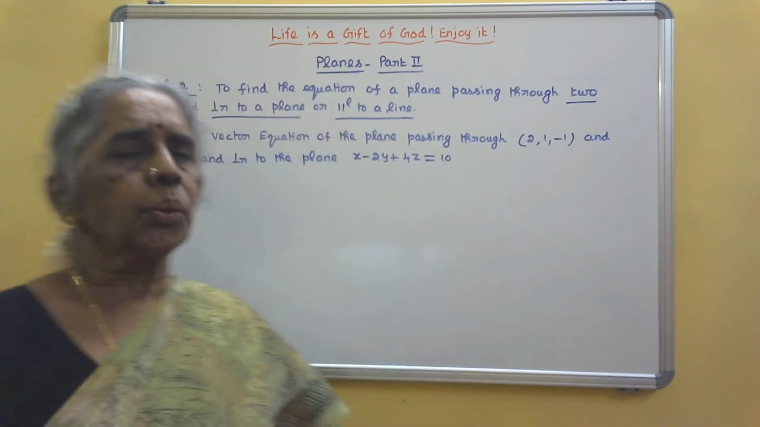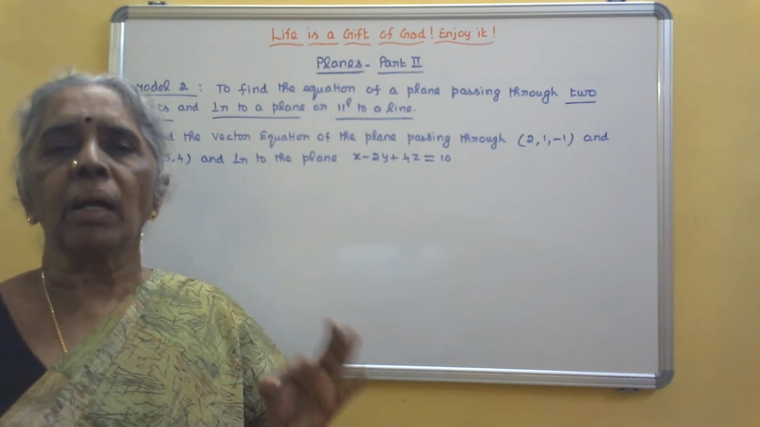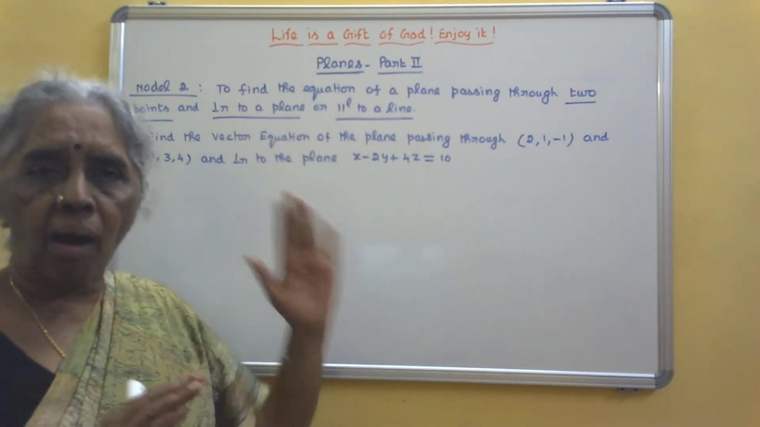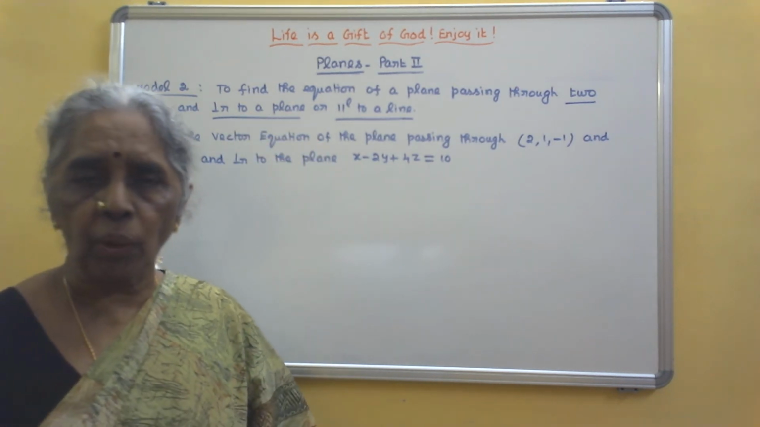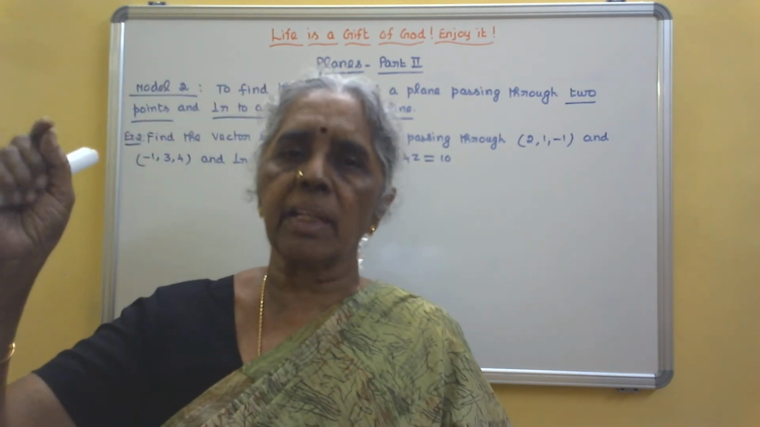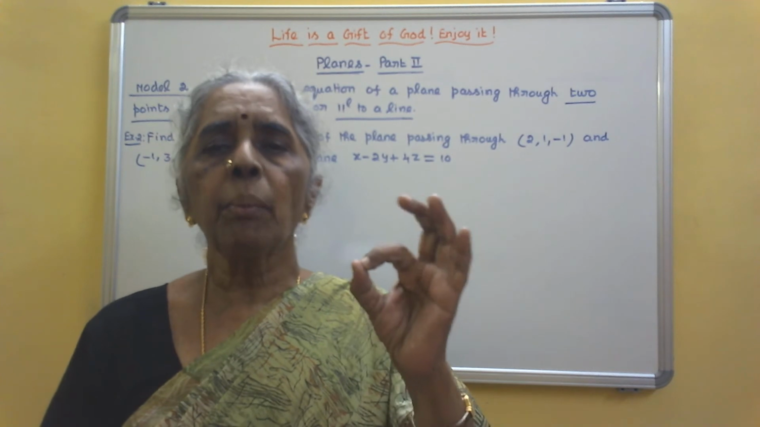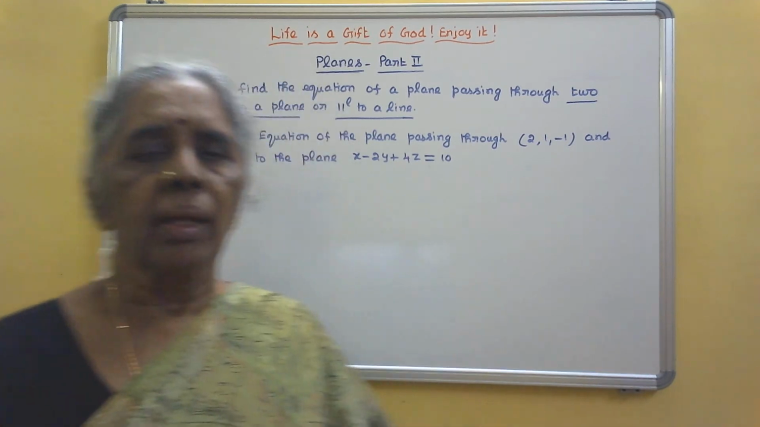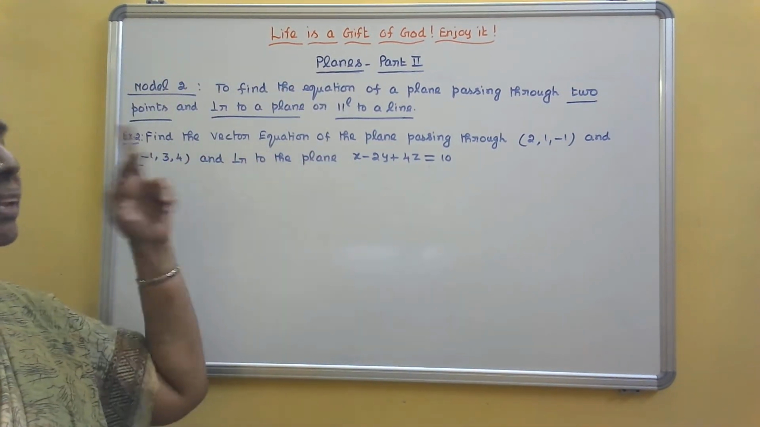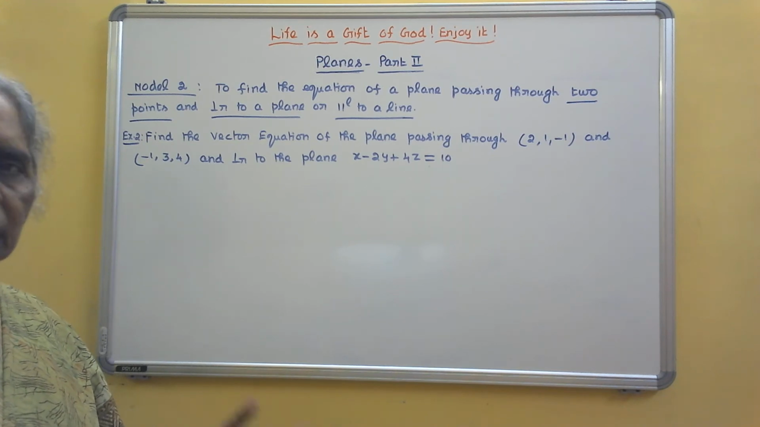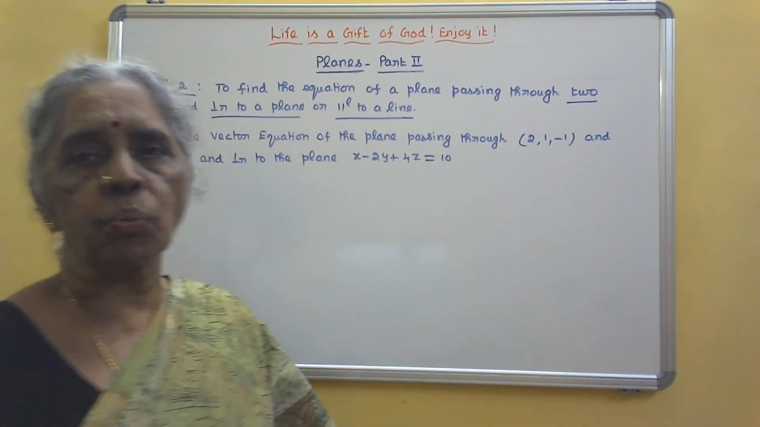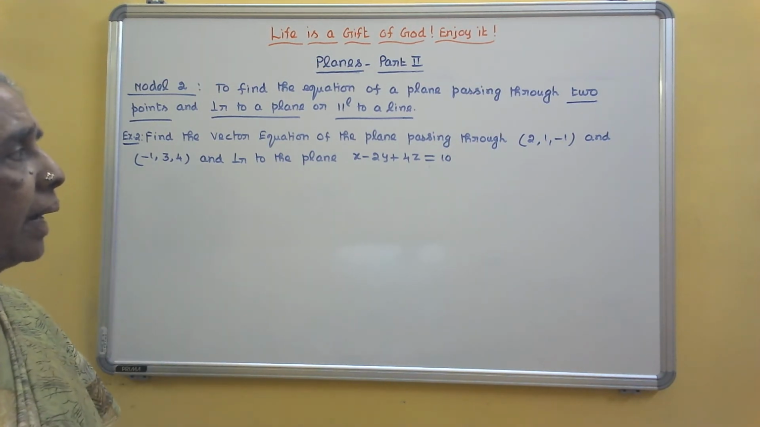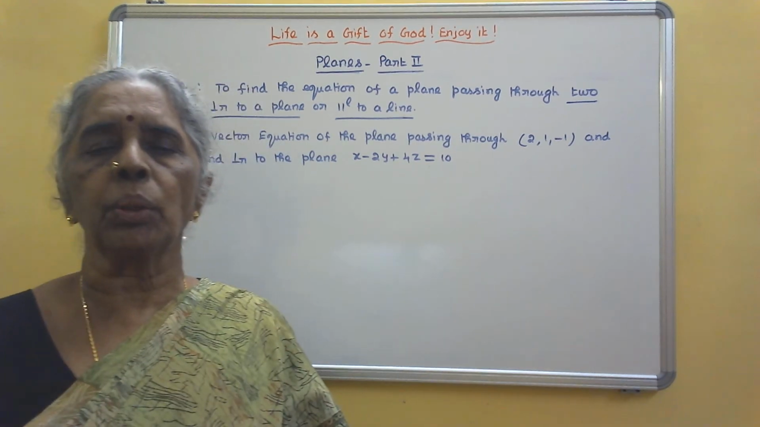Model 2. To find the equation of a plane passing through 2 points and perpendicular to a plane or parallel to a line. So, in this model, the plane passes through 2 points. They will give you 2 points and one perpendicular plane or one parallel line. That is the model 2. Let us see example sum number 2. Find the vector equation of the plane passing through 2, 1, minus 1 and minus 1, 3, 4 and perpendicular to the plane x minus 2y plus 4z is equal to 10.